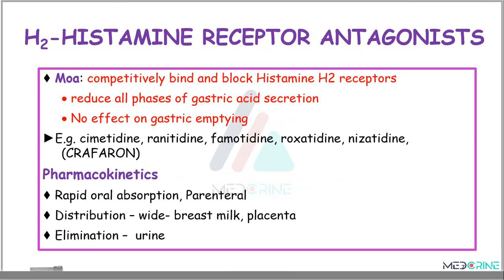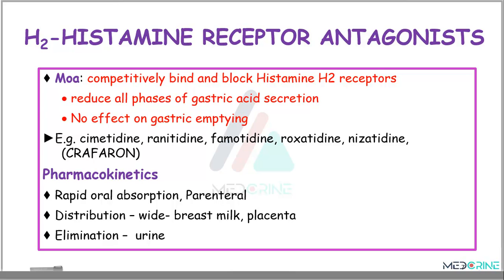Let us start with H2 histamine receptor antagonists. These drugs work by competitively binding and blocking the histamine H2 receptors, and this reduces all the phases of gastric acid secretion with no effect on gastric emptying. The examples of the histamine receptor antagonists are cimetidine, ranitidine, famotidine, roxatidine, and nizatidine. This can be remembered by a mnemonic, grapharon.